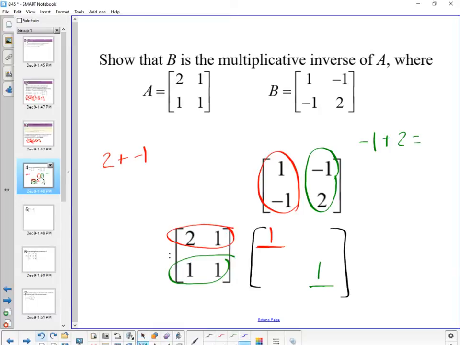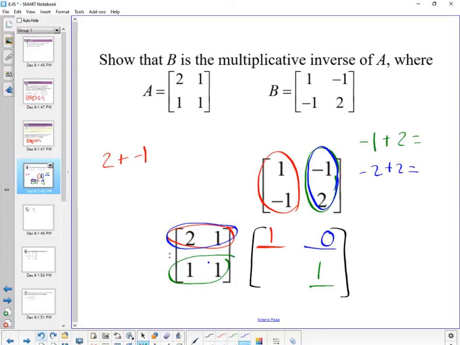Let me do this position. That is in the first row, second column. So I'm going to take the first row values with the second column values. Start it off. That's negative 2 plus 2. How much is that? 0.